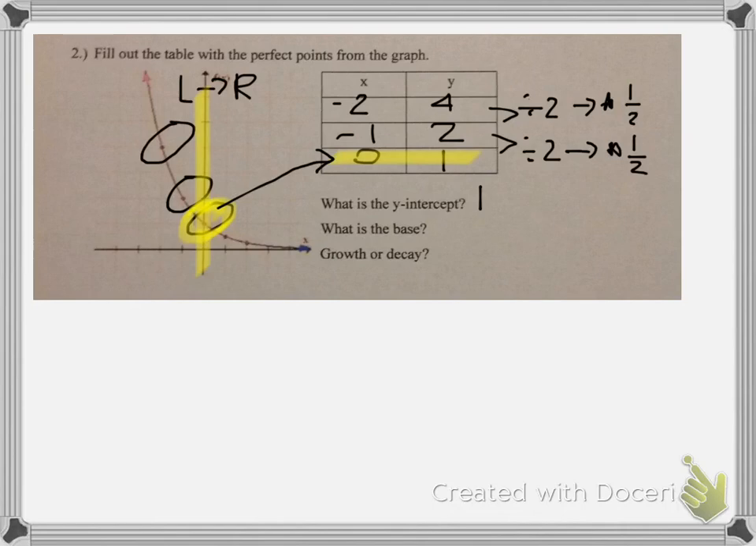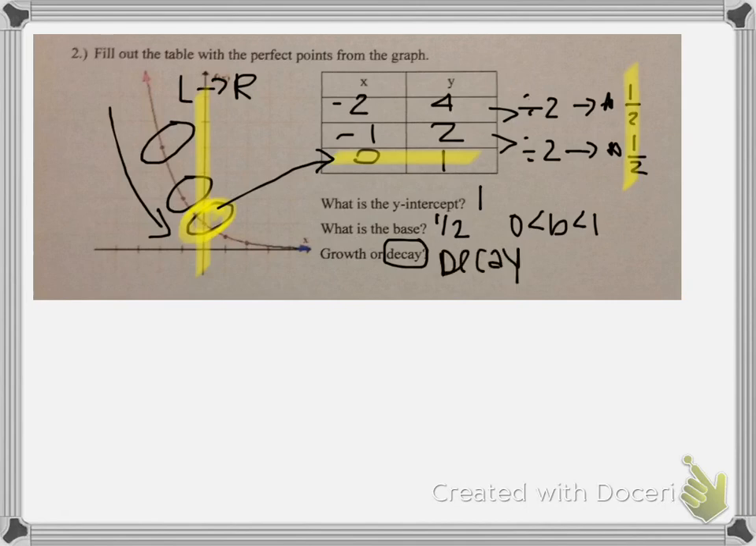And then it says, what is the base? Well, we found the base over here, didn't we? And like I said, it has to be the multiplication one. It can't be the division one. So it would be 1/2. Well, now you can look at growth or decay based off that graph. Since that graph is going downward, then it would be decay. But you can also look at decay based off this base. Since that base is between 0 and 1, that confirms that is decay. Okay? So you can look at it both ways, from the table and from the graph. But you can double check yourself.